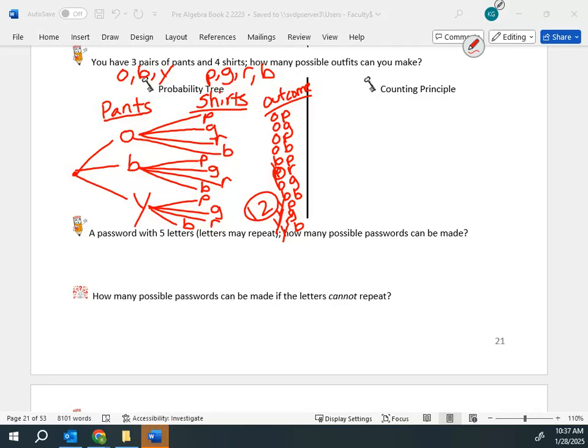The reason we would want to do the probability tree is when we want to see what each of those outcomes are. When we want to see, okay, how many orange outfits could I have? I can look there quickly and say, oh, there's 4 of them that have the orange pants. It's quick and easy to see each of those outcomes. There is an easier way to do this. So we're going to look at the counting principle.